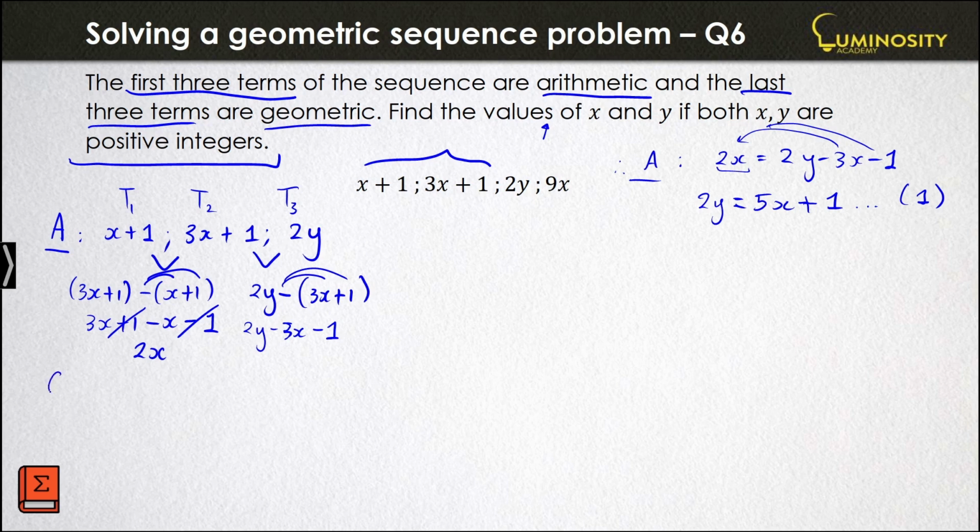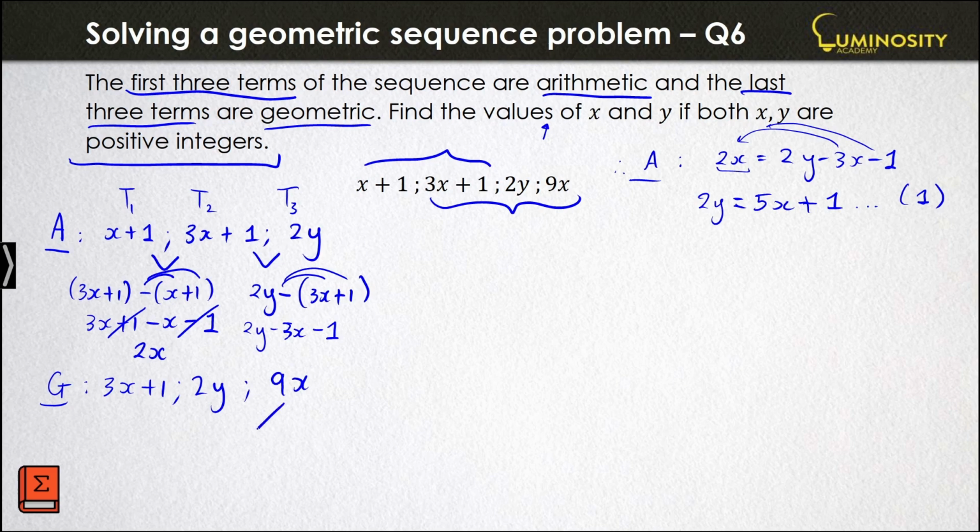So the geometric one, that is the last three terms, which are these three terms here: 3x plus 1, 2y, and 9x. Well, what are the properties of a geometric sequence? One of the important properties we discussed is that there's a constant ratio.